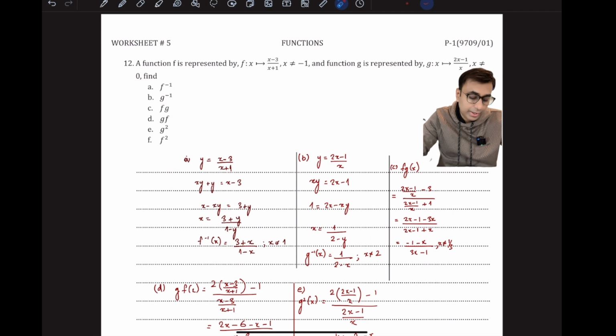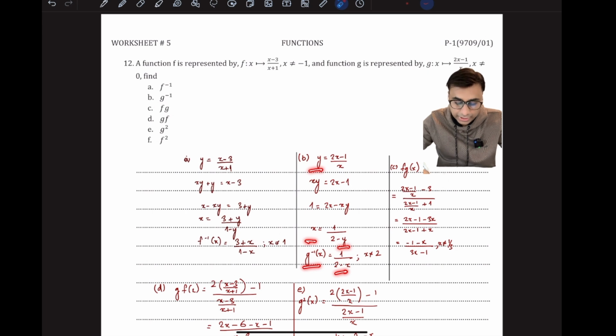Similarly, I could find out the g inverse as well. I'm going to perform the similar working, replace g(x) by y, make x the subject, replace x by g inverse x and y by x. That's how I found out the f inverse and g inverse. So this is like an old discussion that we've made earlier on.